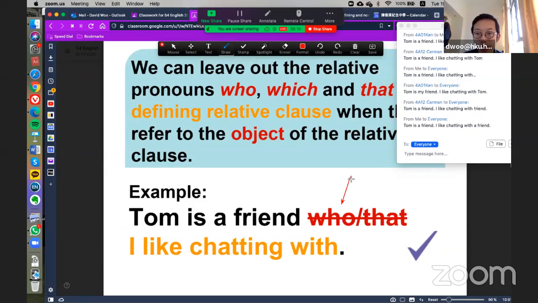Who or that refers almost always to the word or words before the relative pronoun. Okay? That's all. That's all you need to know. Who or that, the relative pronoun refers to the preceding word or words, the before words.